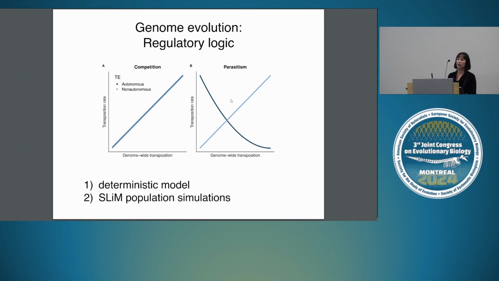And so what I do then is build a deterministic mathematical model so that we have some a priori expectations. And then I'm implementing these in SLiM population simulations. And so this is how I can study how our mathematical expectations then change with things like mutation rate, recombination, population size, and also mating system. And so factors that are really difficult to model in a more standard analytical scenario.